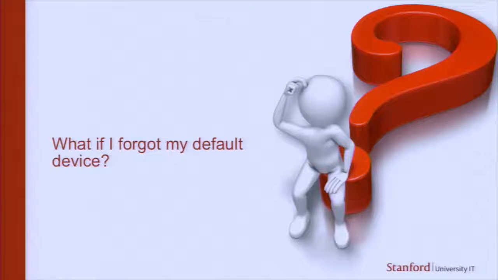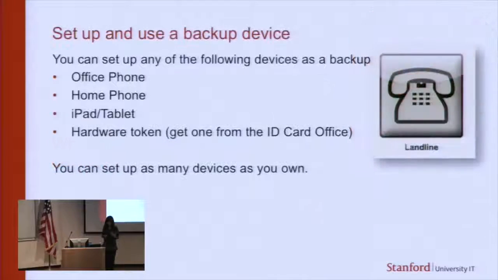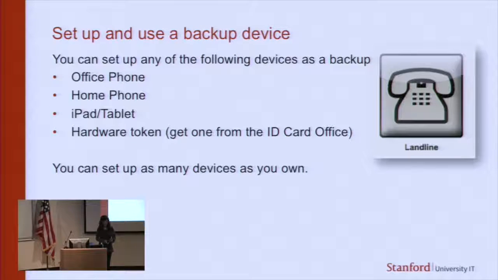So now what if I forgot my default method and I get to a web login and I need to enter two-step authentication? If I have a backup device, I can use that, which is awesome. So I can set up any of these devices: my office phone, my home phone, my iPad or tablet. I can get a hardware token. Notice I don't include printed list as a backup device because it is going to be going away as of May 1st. So we are no longer going to be supporting printed lists. That's going to be replaced by the hardware token. You can set up as many devices as you own.